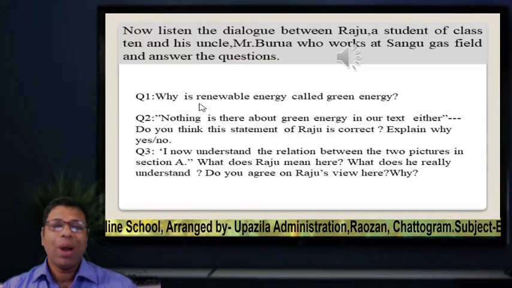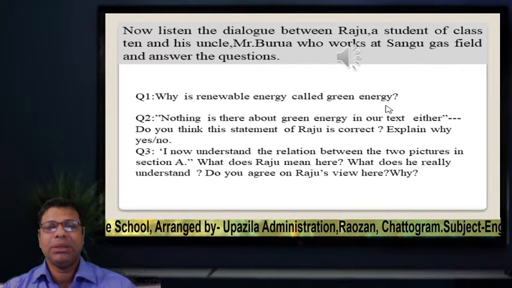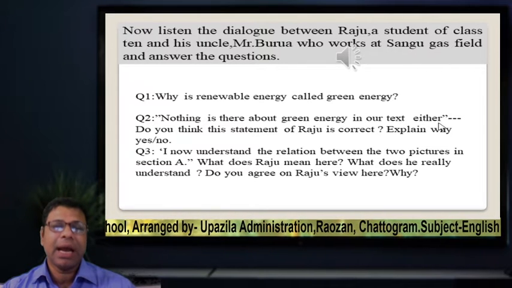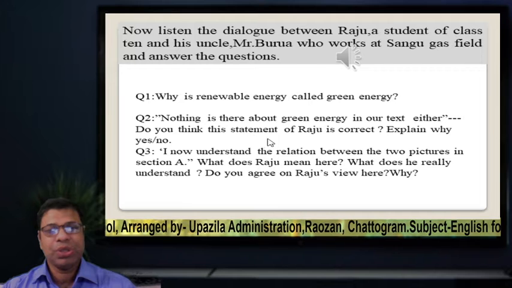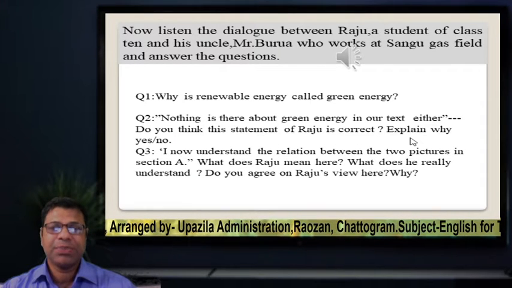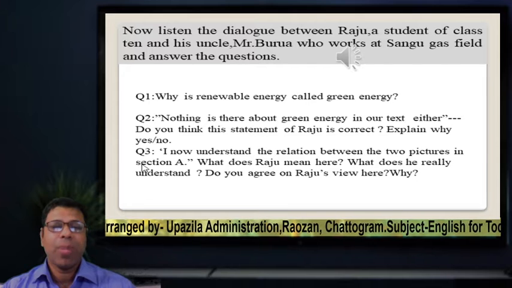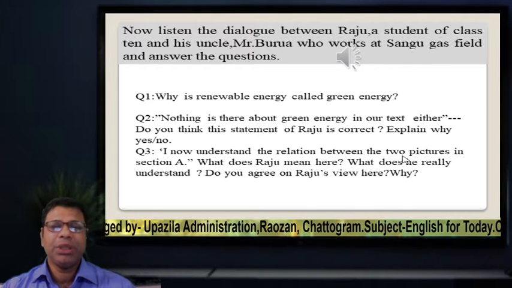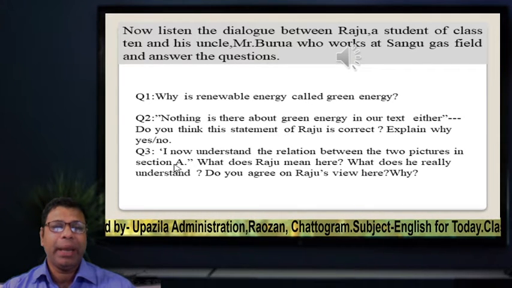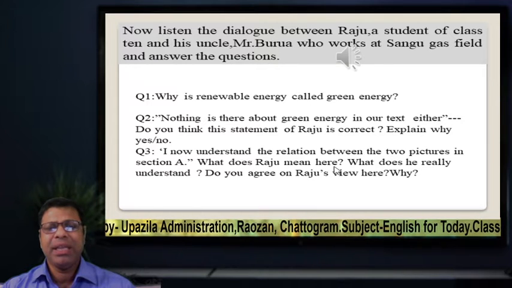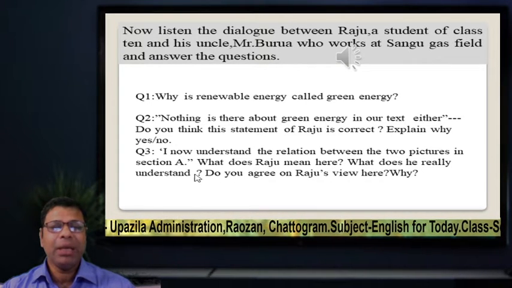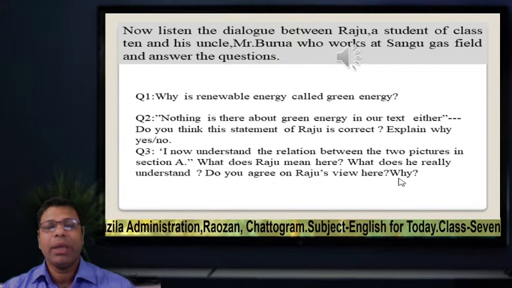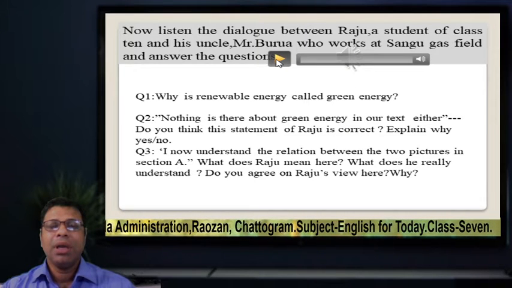What are they? Why is renewable energy called green energy? Two. Nothing is there about green energy in our text either. Do you think this statement of Raju is correct? Explain why, yes or no. Question number three. I now understand the relation between the two pictures in section A. What does Raju mean here? What does he really understand? Do you agree on Raju's view here? Why? Okay, dear students, now listen to the dialogue.